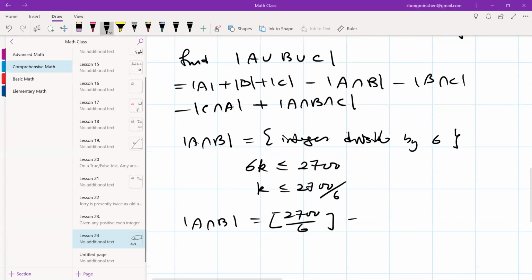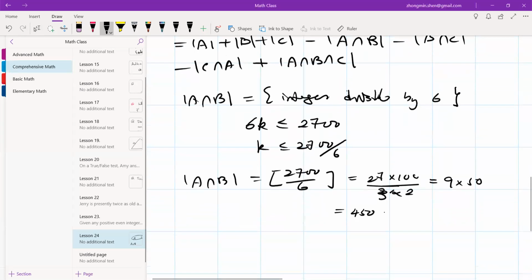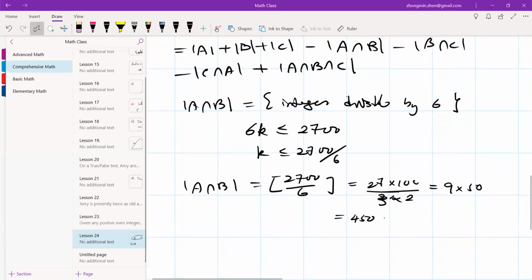Okay, but here, this is divisible. Actually, it is 27 times 100, right? Divided by 6. 3 times 2. So actually, it's going to be 9 times 50. Okay, so 450 there. So actually, there are 450 integers divisible by 6. Right?